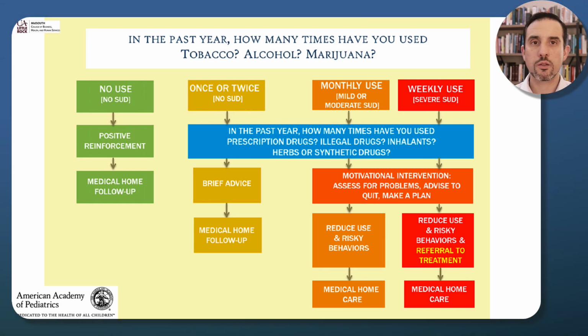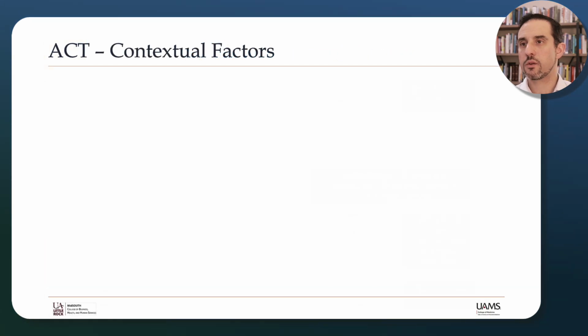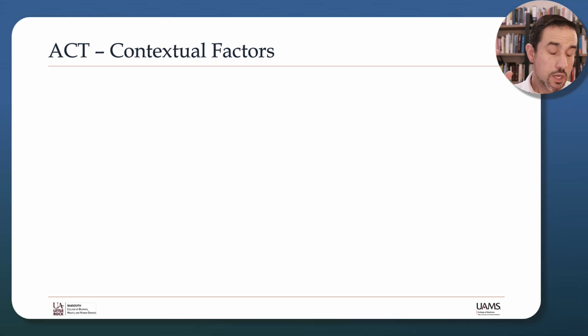And so we're going to talk a little bit first about contextual factors around this, and then go through each of those trees briefly so that you can understand how to go through this in a way that is in accordance with what the AAP is suggesting. So let's first start with these contextual factors.